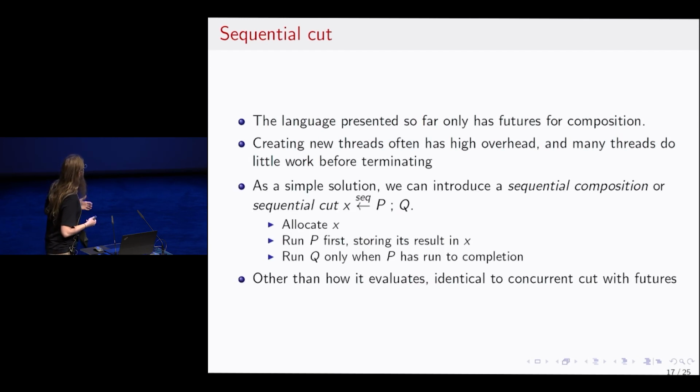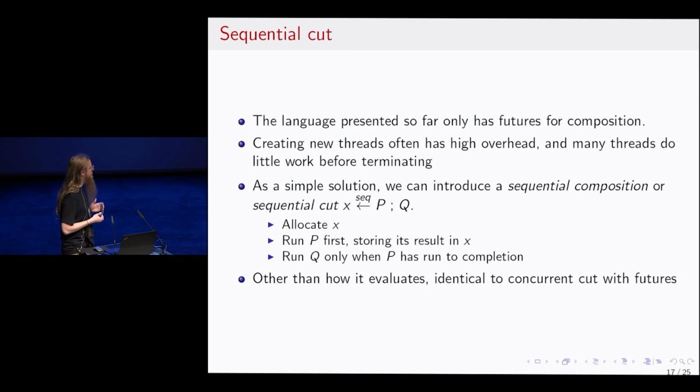As a simple solution to this, we can introduce a sequential composition or sequential cut operation, which we write much the same way as the futures, but with a little seq over the arrow. The idea is that this should be typed exactly the same as the futures, but behave slightly differently when it runs. It will still allocate x, but instead of spawning a new thread to run p, it will run p first on this existing thread, store its result in x, and then only run q once p has fully run to completion and stored its result in x.